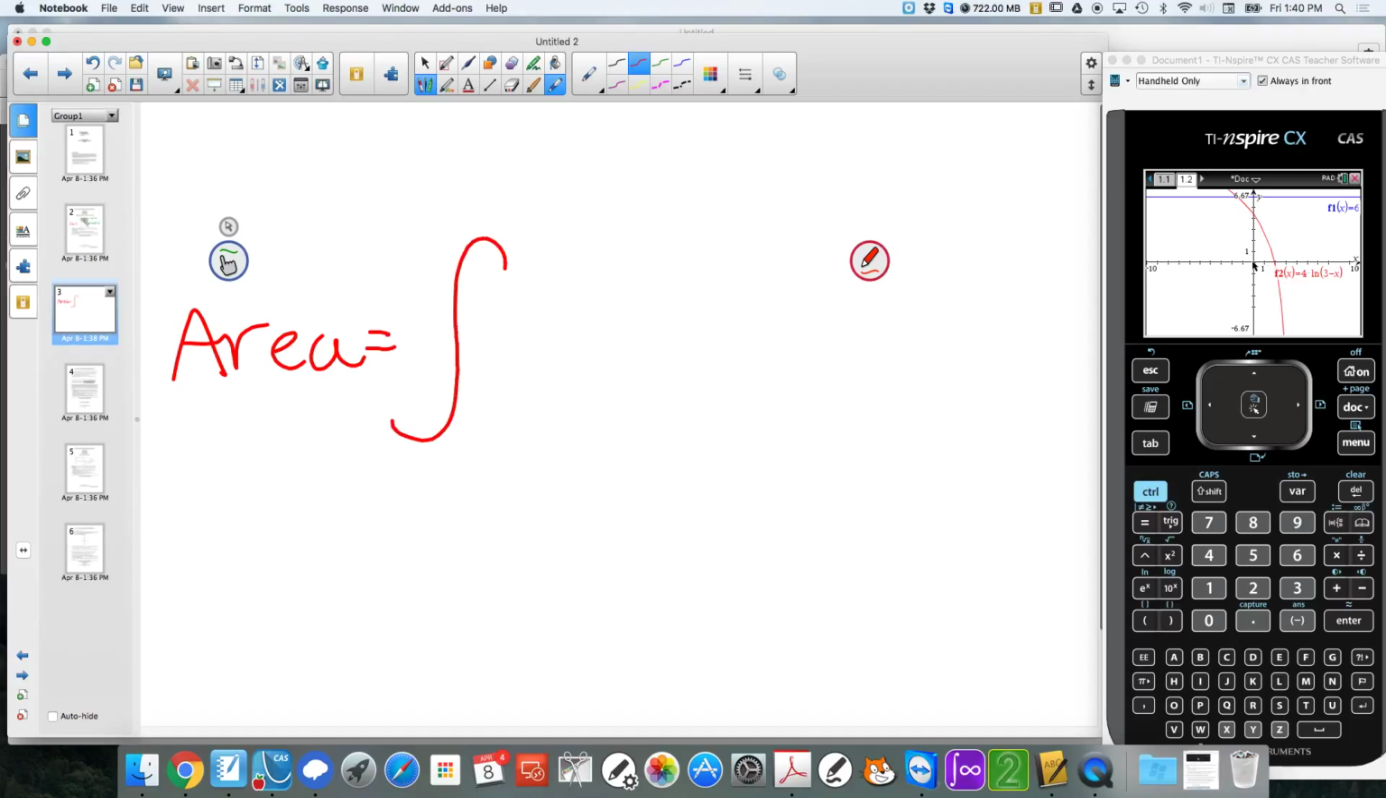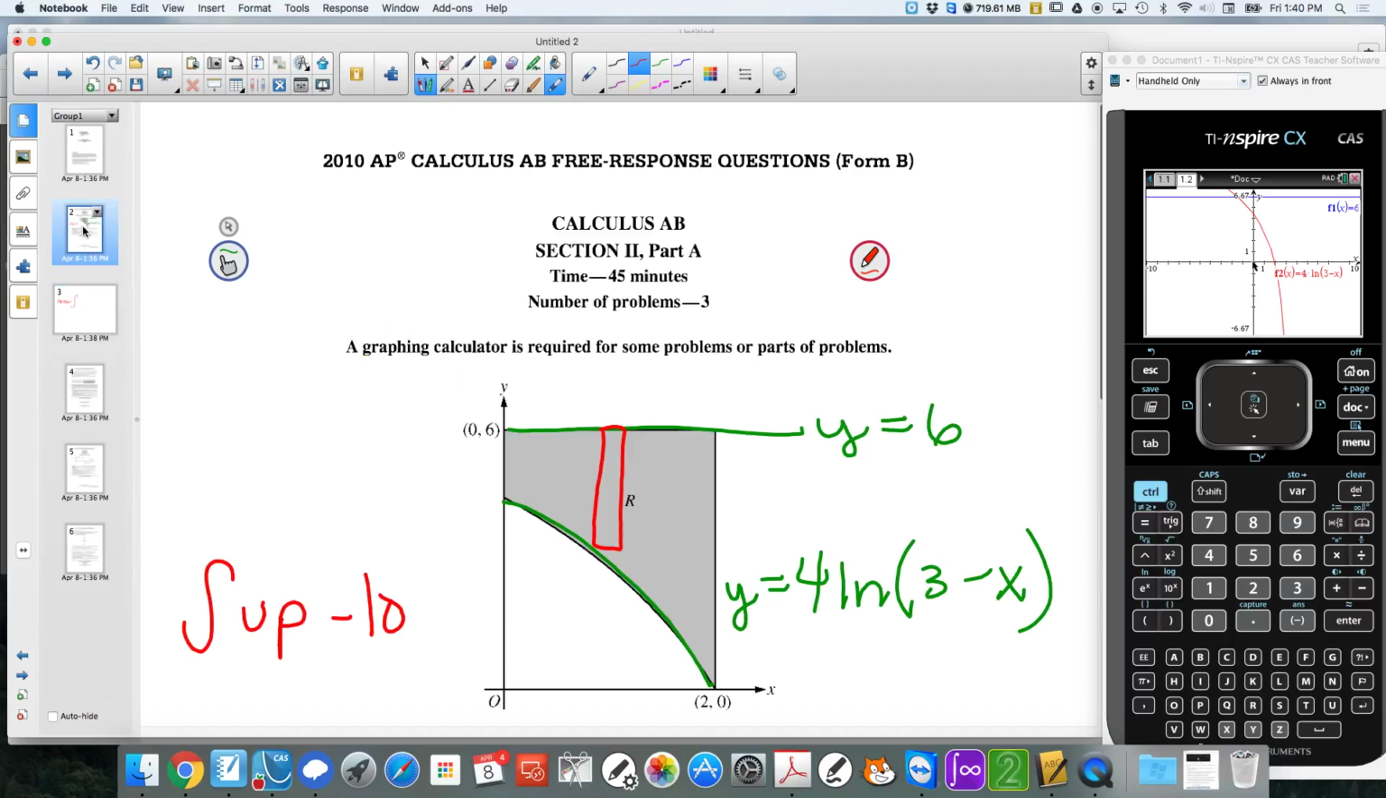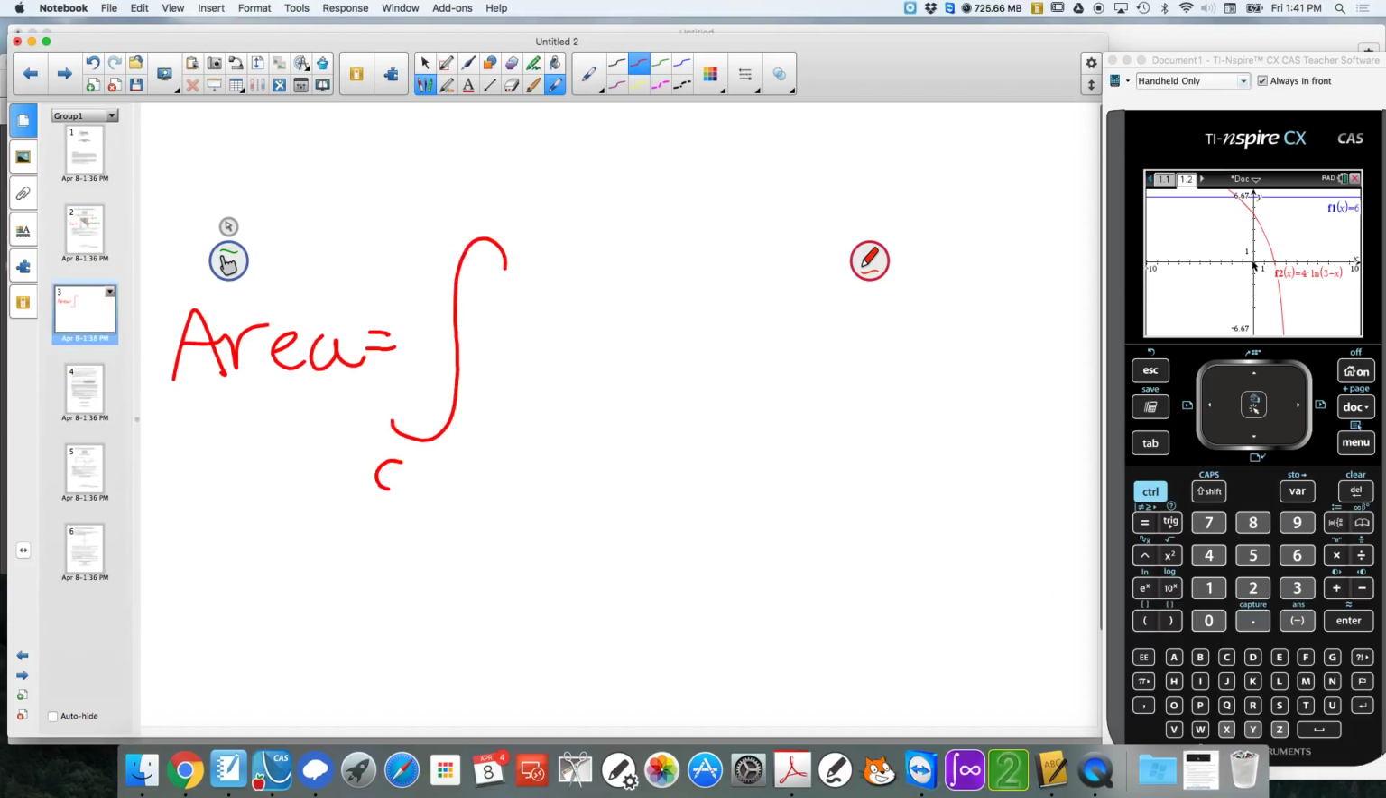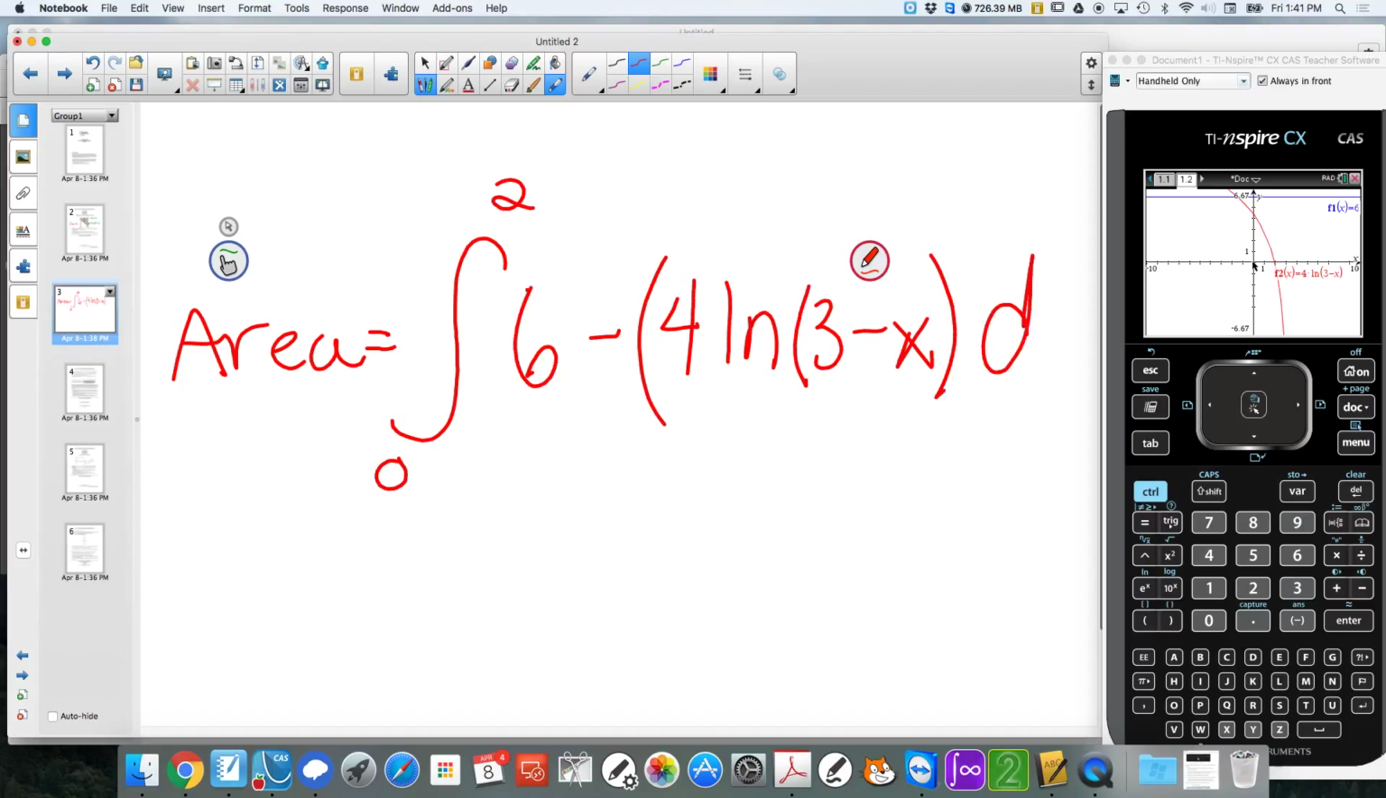the integral from where? I never looked to see where I was starting and where I was stopping. Did they give me that information on here? Well, which way am I slicing? I'm slicing along the x-axis. So I'm starting there and I'm ending there. So I'm going from 0 to 2 of upper, which was 6, minus lower, which is 4 ln 3 minus x, dx. The x always goes on the end.